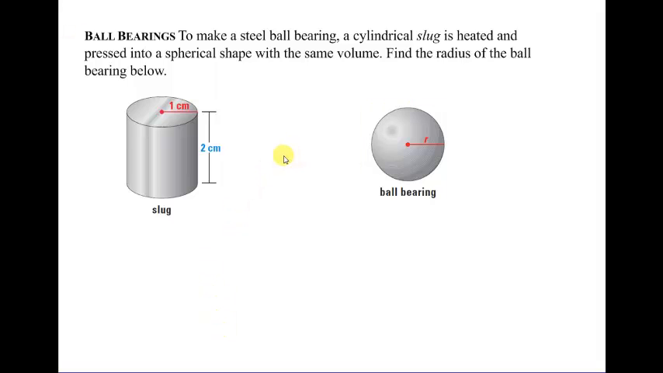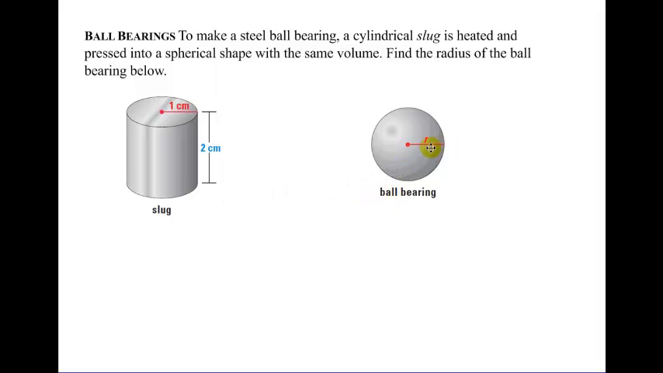Final example is an application, and this is true to life. To make a steel ball bearing, the things that come in your skateboard wheels that make wheels run really nicely, what they do is take a slug, which is usually in a cylinder shape, and they melt it down, and then they mold it into a sphere to make that ball bearing. And they use it all, so it does get the same volume.